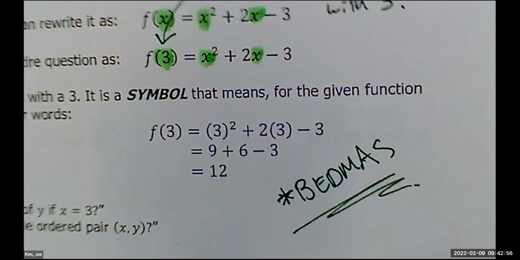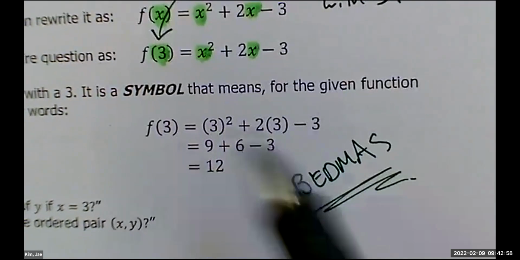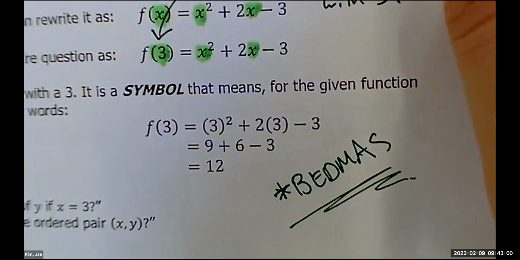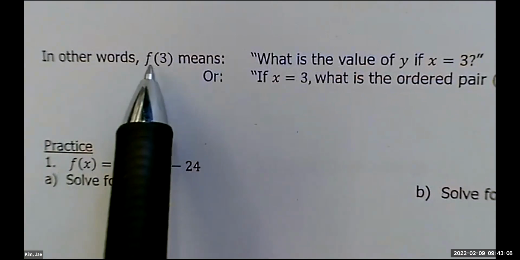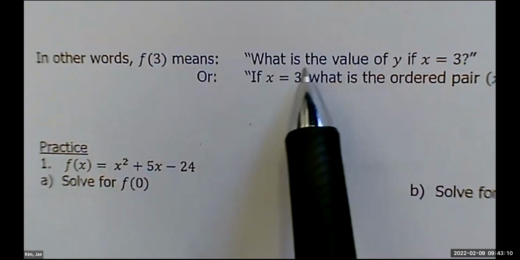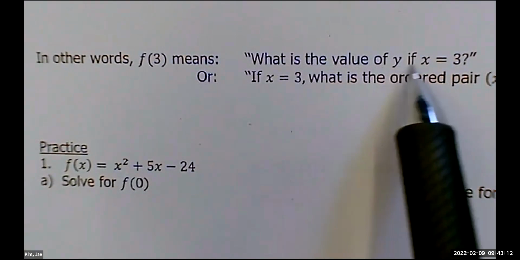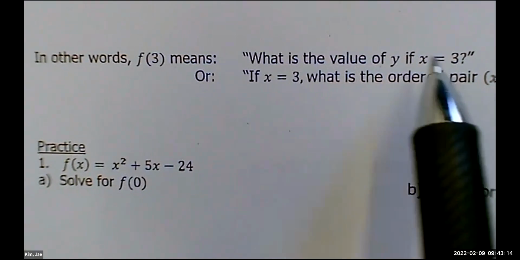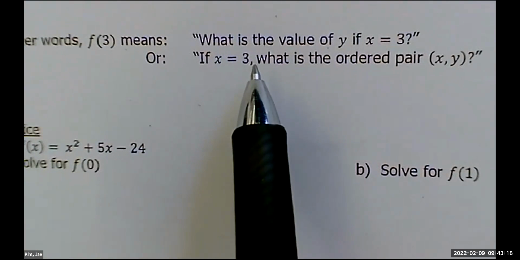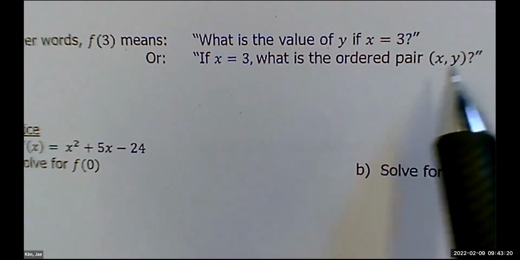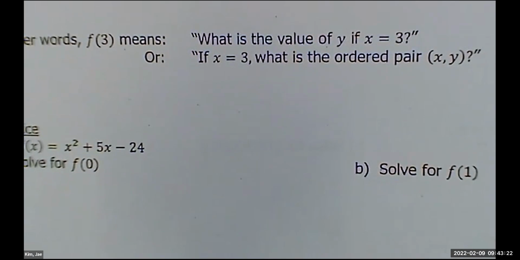Here we go. More than me just talking about what it means and how to do it, let's do it as an example. We'll start with an easy one. Again, as a repetition, f of 3 means what's the value of y if x equals 3? Another way you could read it is, f of 3 means if x equals 3, what is the ordered pair x and y? Find y.